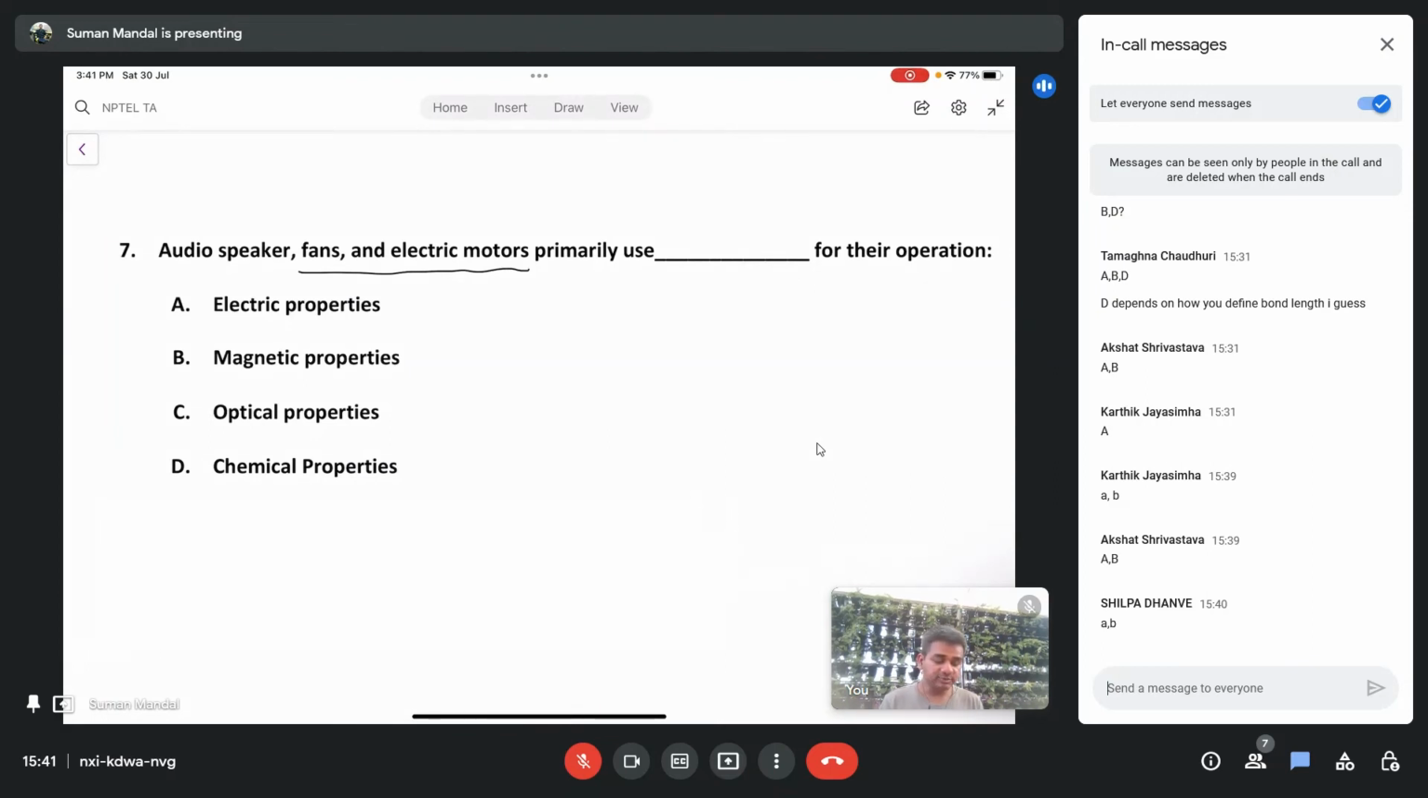So even in the audio speakers, the way that you get sound is that there is a diaphragm, and this diaphragm vibrates at a particular frequency, and so this creates compression of air and expansion of air, rarefaction of air, and those pressure differences reach our ears. And if that frequency is in our audible limit, we can hear sounds.